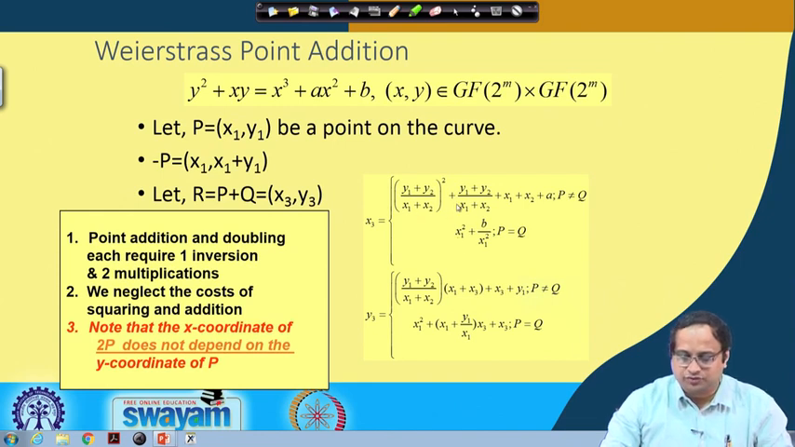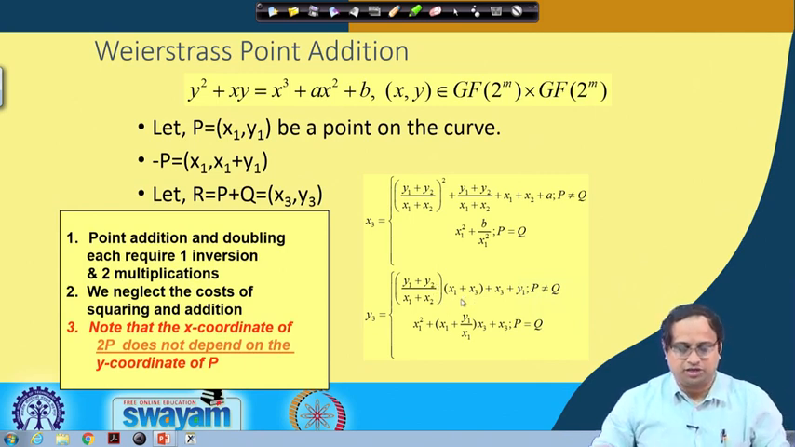Likewise, for the addition operation, you have to do 1 by x 1 plus x 2, which is one inversion. Again, you have to do a multiplication with y 1 plus y 2, and you also have to multiply with x 1 plus x 3. So, both addition and doubling require one inversion and two multiplication operations. That is the cost.